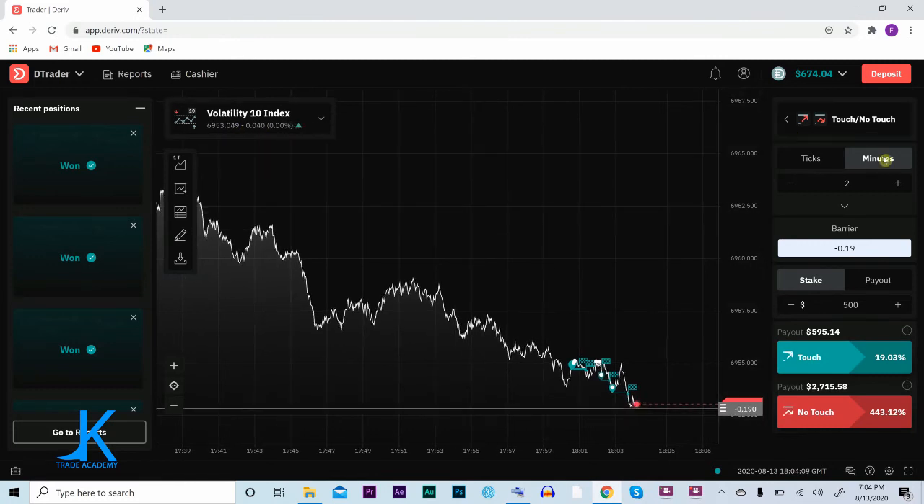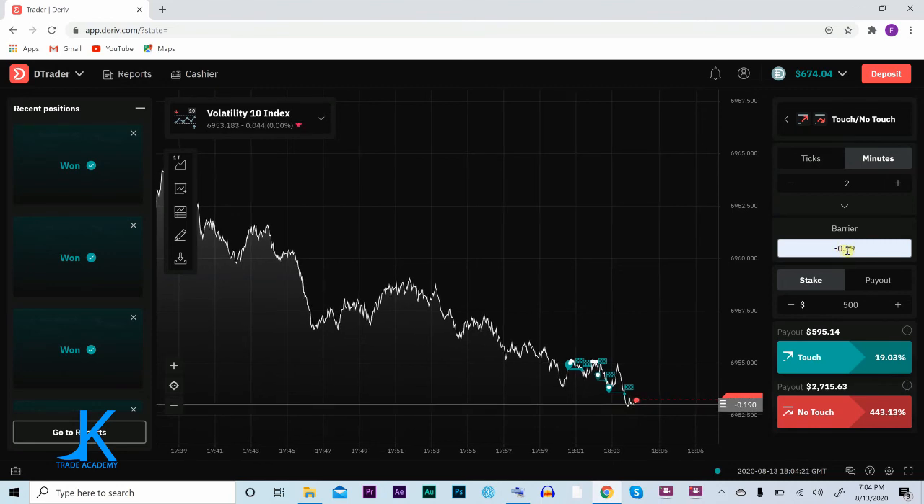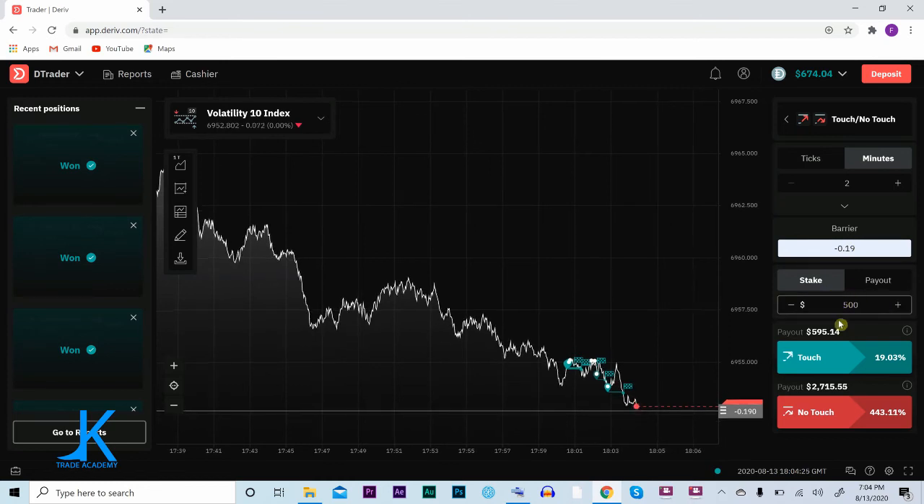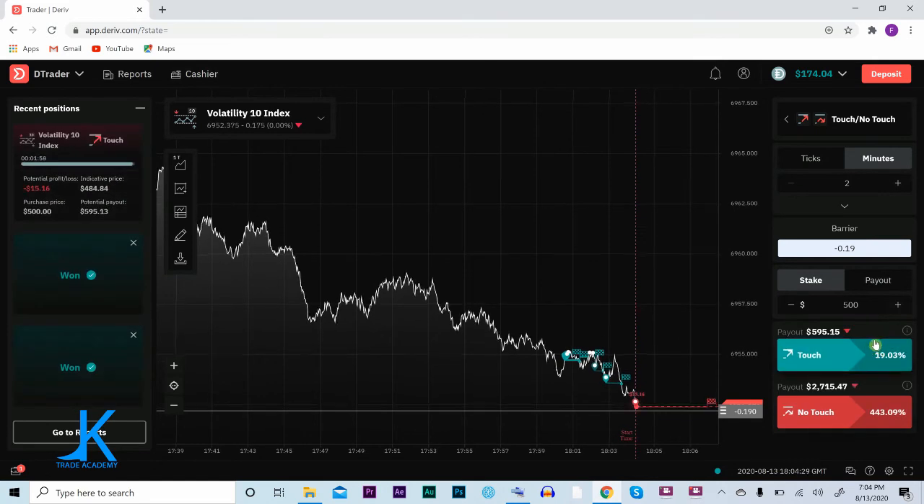Then the next thing you have to set is your time: minutes, not ticks. Then you set it to 2 minutes. Your barrier should be 0, minus 0 or plus 0, minus 0.19. Then your payout, whatever payout you want to put there, is left for you. So I've seen 8 something now. I just trade on that.